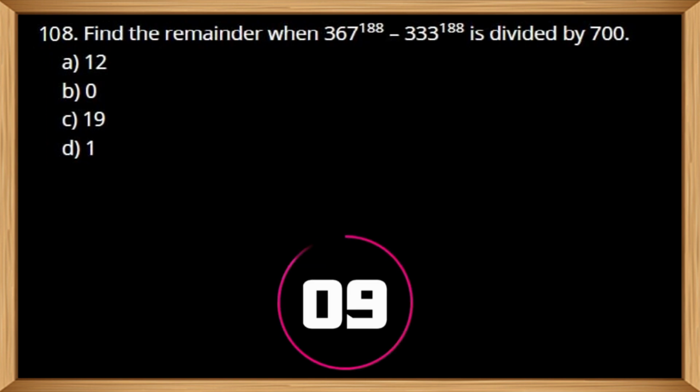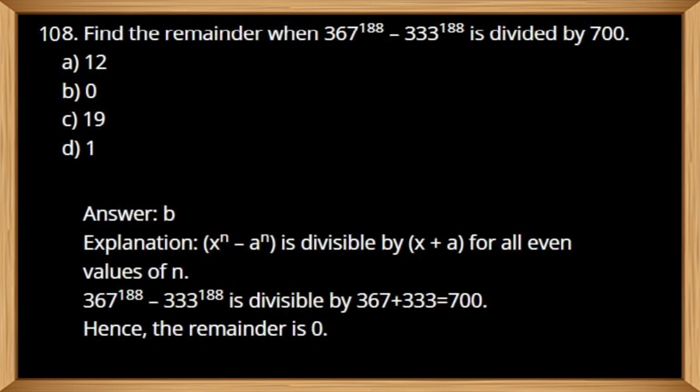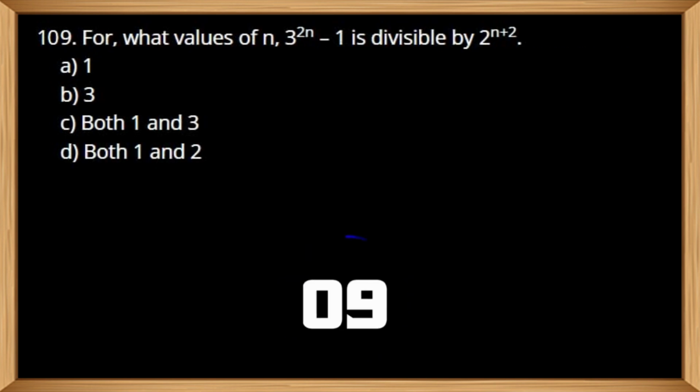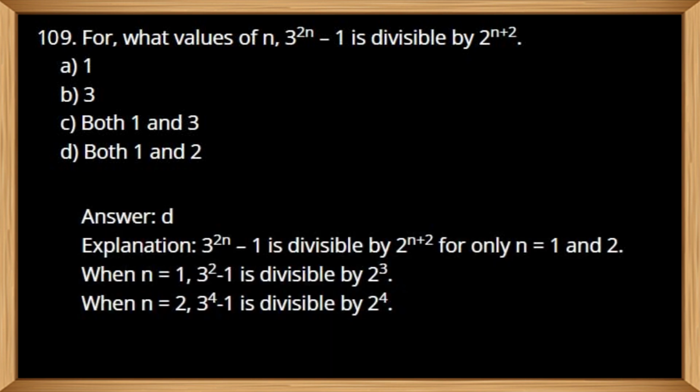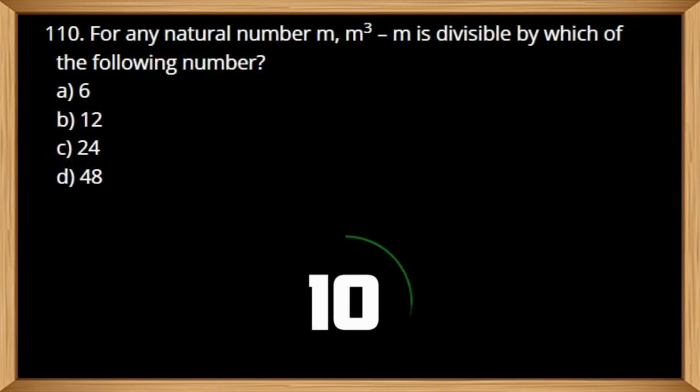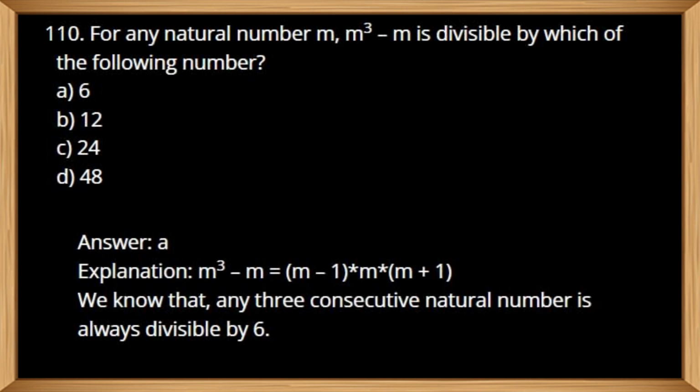Find the remainder when 367 to the power 188 minus 333 to the power 188 is divided by 700. Option B 0. For what values of n is 3 power 2n minus 1 divisible by 2 power n plus 2? Option D both 1 and 2. For any natural number m, m cube minus m is divisible by which of the following numbers? Option A 6.